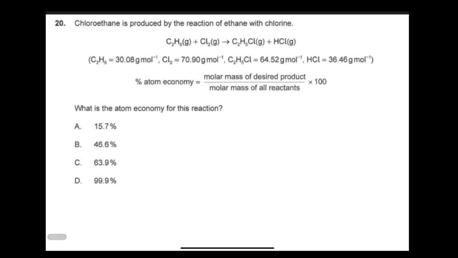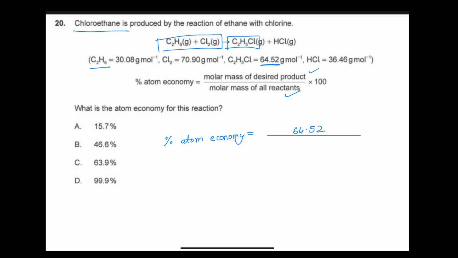Now moving on to question 20, chloroethane. It's produced by the reaction of ethane with chlorine. We define the atom economy. Percentage atom economy is the molar mass of the desired product divided by the molar mass of all reactants. Here chloroethane is our desired product. Molar mass of chloroethane, C2H5Cl, is 64.52, given in the question. Total molar mass of the reactants: C2H6 is 30.08, Cl2 is 70.9. If you plug this in your calculator, you'll approximately get 63.9%, which is option C.